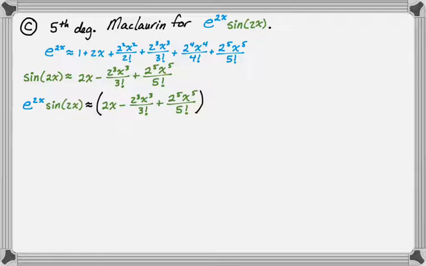But if you think about it, since sine started at 2x and then x cubed and then x to the 5th, I can actually drop off the 2 to the 5th x to the 5th over 5 factorial from my e to the 2x polynomial, because that won't multiply by anything and still be to the 5th power. So what I'm going to do is go from 1 up to 2 to the 4th x to the 4th over 4 factorial. I don't actually need that last term because it'll just give me a term that is too high, because I just want 5th degree. So that's why I'm leaving that off.